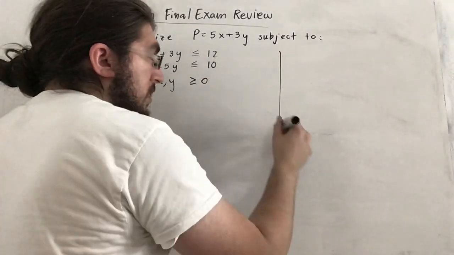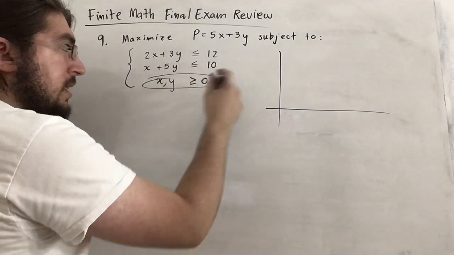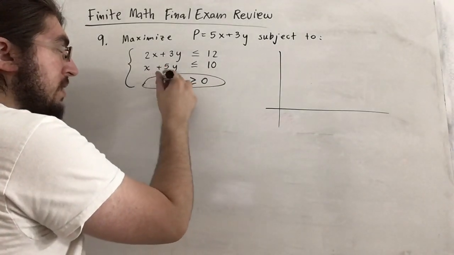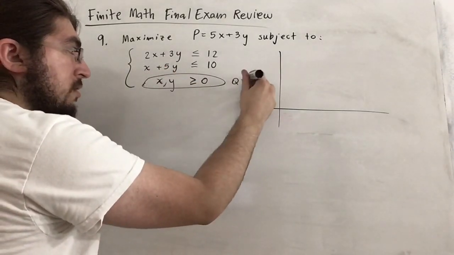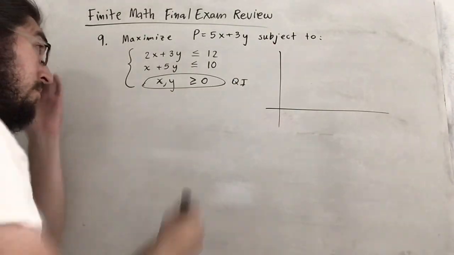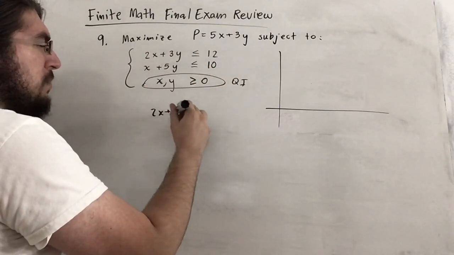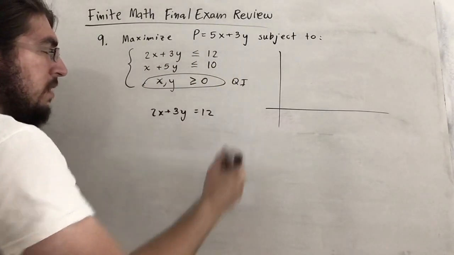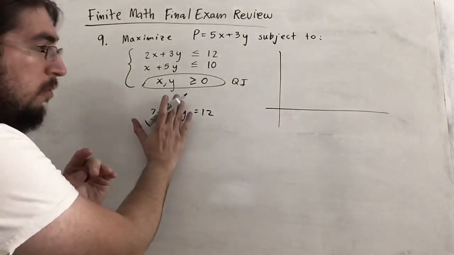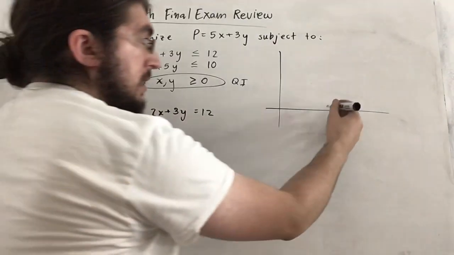So what I'm going to do first is graph this, and I notice these constraints just tell me, like we saw previously with number 8, that we're in the first quadrant. So I'm only considering things in the first quadrant. Now, to graph these lines, let's see. 2x plus 3y is equal to 12. We'll have an x-intercept if you cover y. That says 2x is equal to 12. So divide by 2, you get x is 6.